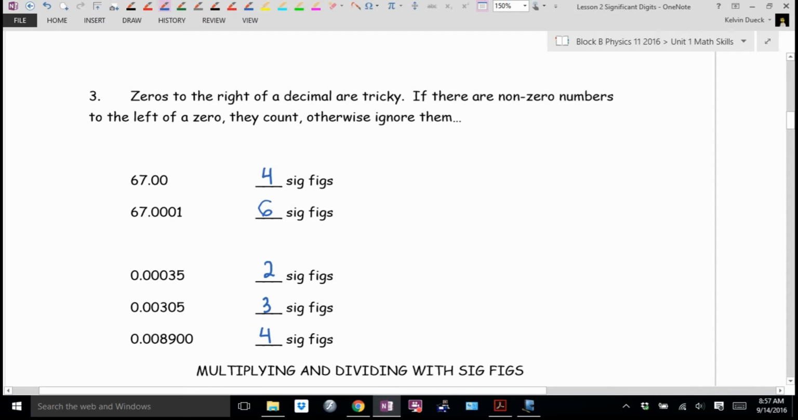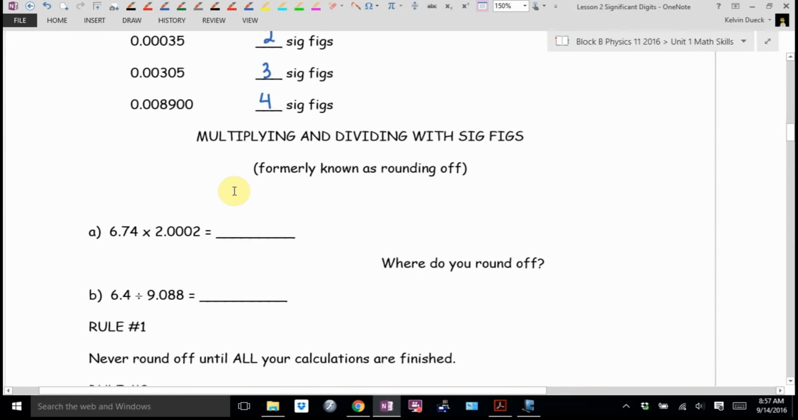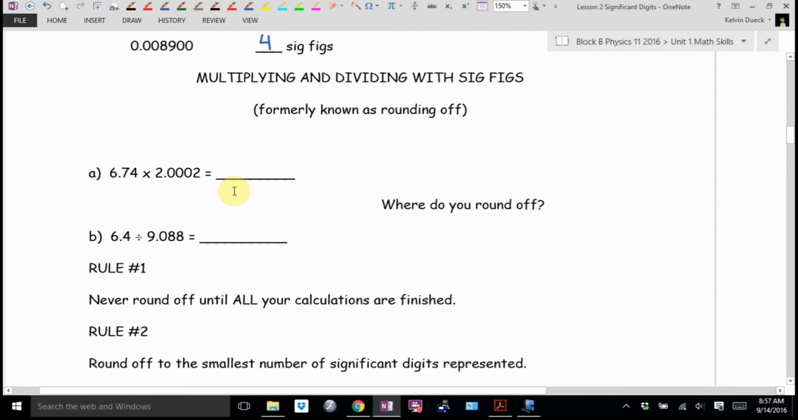So the first thing we have to be able to do is figure out how many sig figs there are in a number. You got it okay? And you're going to practice this. Then we have to do math with them. There are 2 rules. There's one rule for multiplying and dividing. It's the easier one. There's one rule for adding and subtracting. It sucks, but it's the rule.